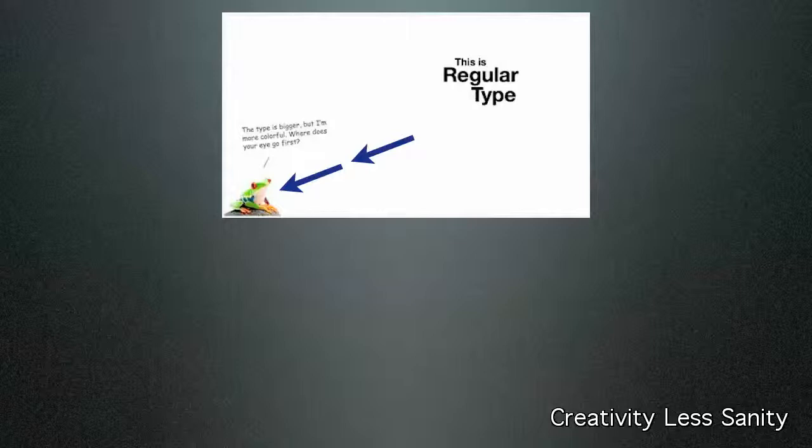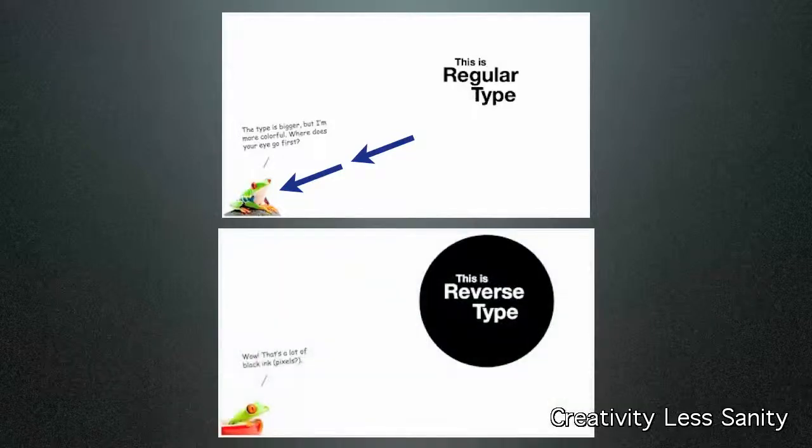So what are you going to do if you are creating a slide where you have one object which is colorful and is going to distract the attention of your audience? This is what you have to do. By creating a highlight, you make people pay attention to both objects. People look at the bright color and people also pay attention to the highlight. So this is what we call reverse type.